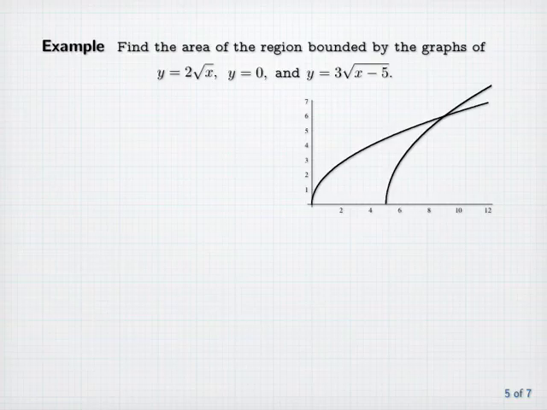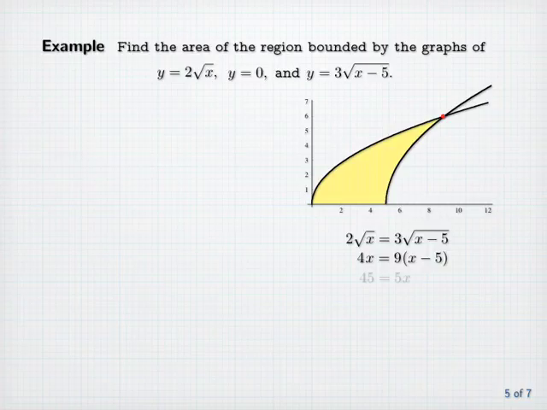The graph of y equals 0 is the x-axis, so the region that we're interested in is shaded here in yellow. The first thing we'll do is find the point of intersection, which will help in determining our limits of integration. To do that, we'll set 2 times the square root of x equal to 3 times the square root of x minus 5. Next, we square both sides of that equation, and then by subtracting 4x from both sides and adding 45 to both sides, we arrive at 45 equals 5x. And so x equals 9 at our point of intersection.